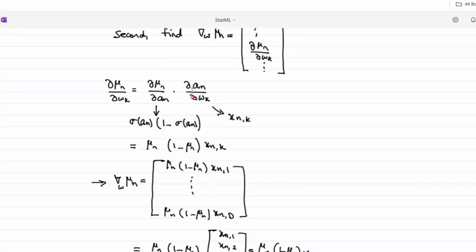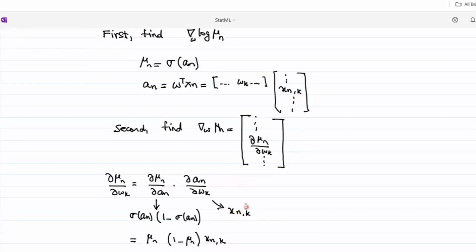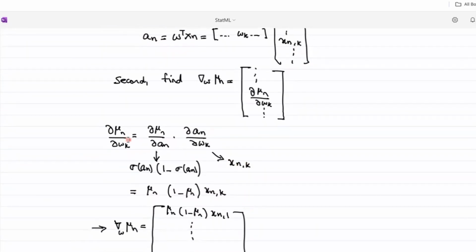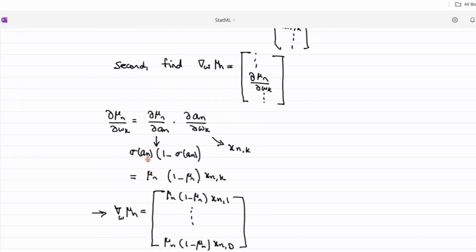And then for the second part, we have the partial derivative of an with respect to wk. And remember, this is wk times x_nk. And so we get the constant, which is this x_nk, the kth element of the vector xn. So putting everything together, the partial derivative of mu n with respect to wk is sigmoid of an. And remember, the sigmoid of an is just, again, the probability, which is mu n, times 1 minus mu n times x_nk.